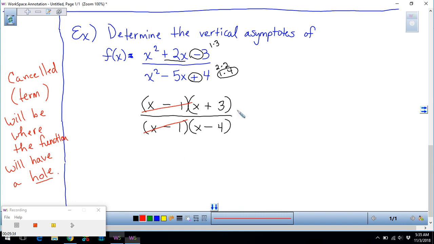Okay, so now I'm left with, after the function has been reduced, x plus 3 over x minus 4. X plus 3 divided by x minus 4. So now the only term that I have in the denominator that I need to set equal to 0 is x minus 4. That particular term will be where I will have a vertical asymptote. So only x minus 4 remains in the denominator.